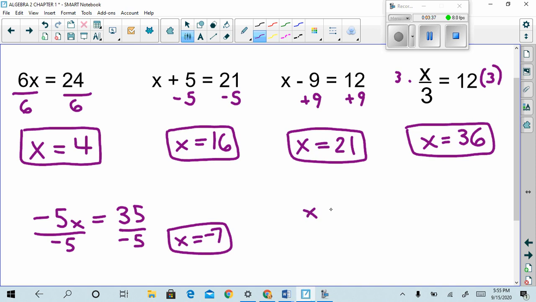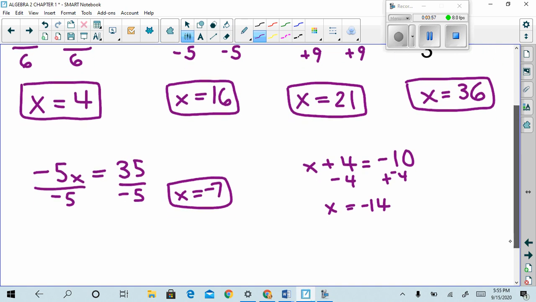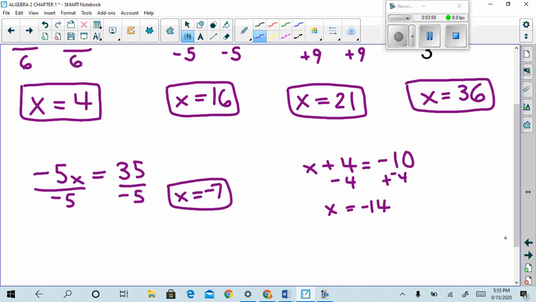I could have x plus 4 is equal to negative 10. In this case, I'm going to subtract 4 on both sides. And then remember, the rules of subtraction are to add the opposite. And I get negative 14. And when it comes to problems like this, I really do want to do the check, because did I get my sign right? Was it supposed to be negative? Should it be positive? I will place this in and do the check.